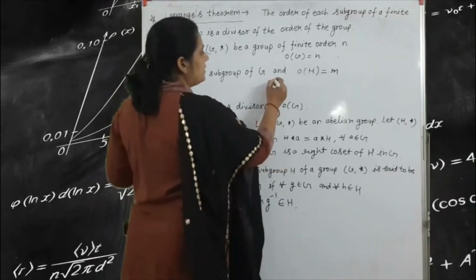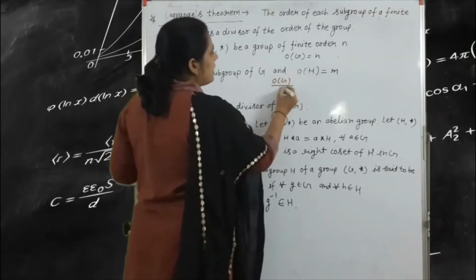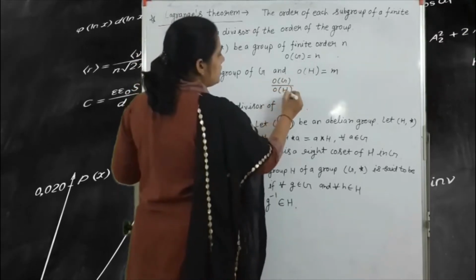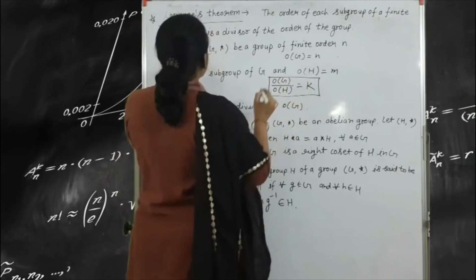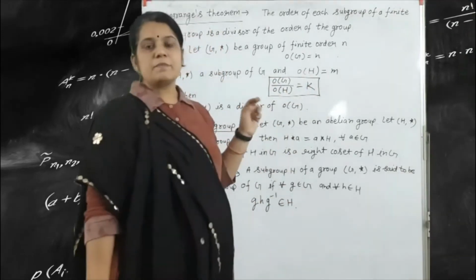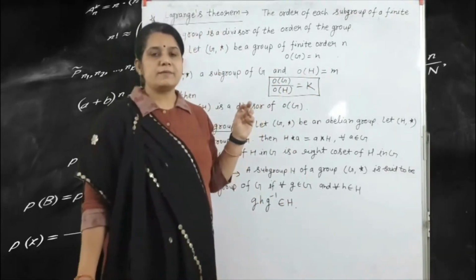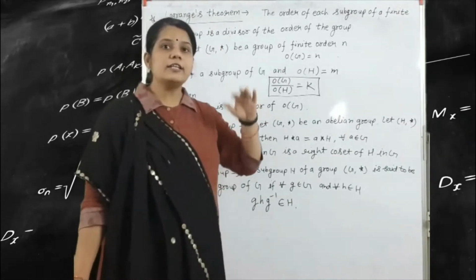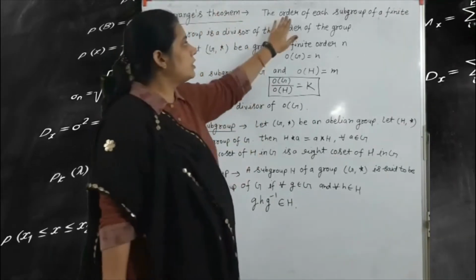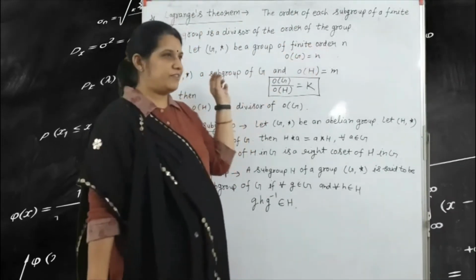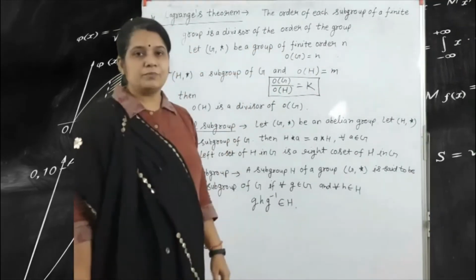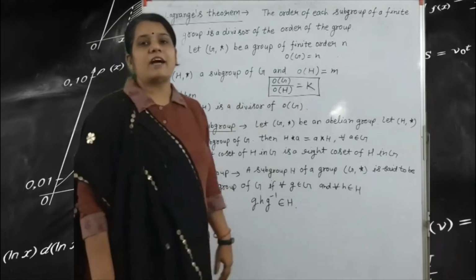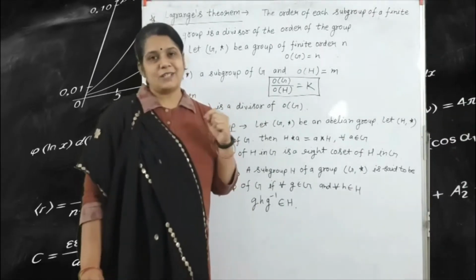So here we write the order of G divided by the order of H is equal to K. Okay, so this is Lagrange's theorem. This theorem is very important because sometimes we write only the theorem: the order of each subgroup of a finite group is a divisor of the order of the group. That means the order of G divided by the order of H is equal to K.